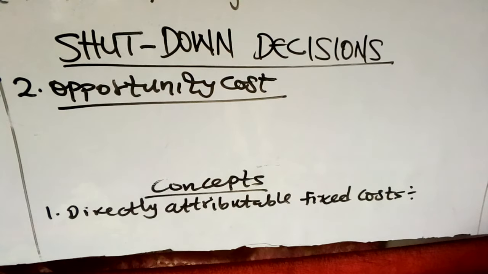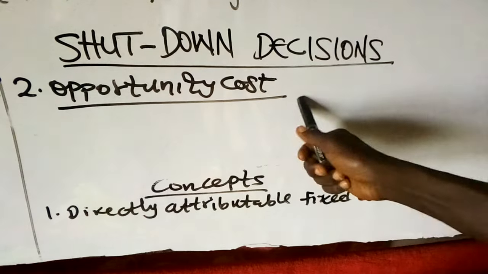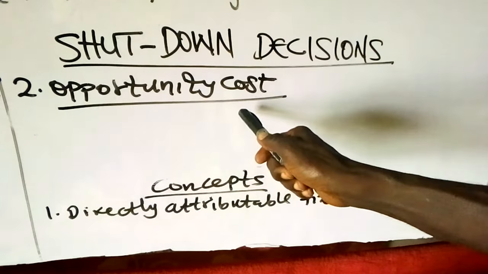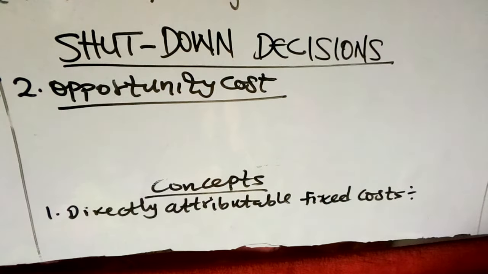Opportunity cost is the value of the benefits sacrificed in expense of others. In economics, we used to say opportunity cost is the forgone alternative. That is the alternative forgone.